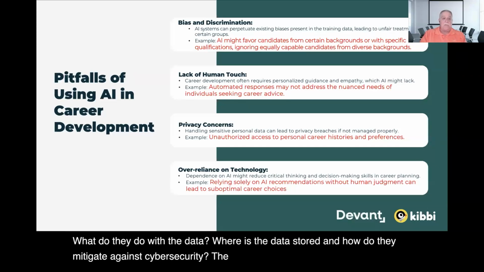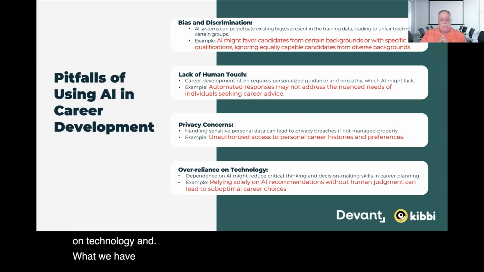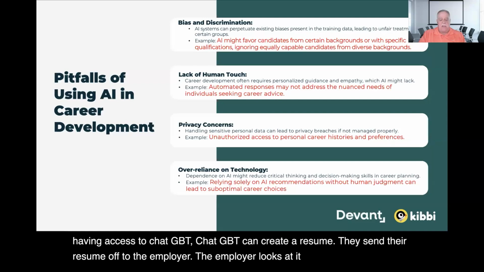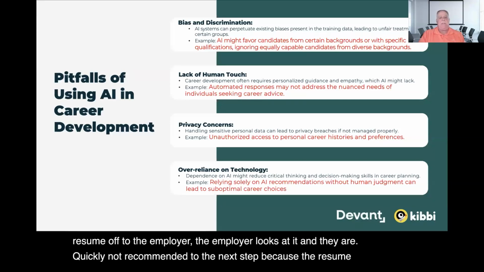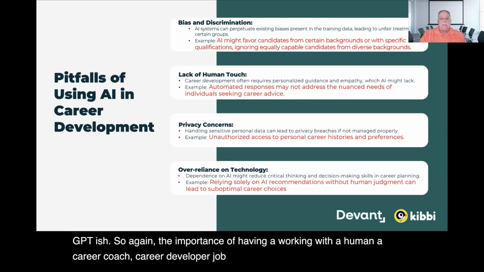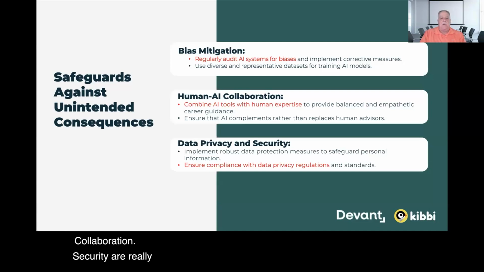The other big issue is the over-reliance on technology. What we have found is, again, going back to the example of people having access to ChatGPT, ChatGPT can create a resume. They send the resume off to the employer. The employer looks at it, and they are quickly not recommended to the next step because the resume looks too ChatGPT-ish. So again, the importance of working with a human, a career coach, career developer, or job coach, because then you can mitigate against this pitfall. So again, bias mitigation, human-AI collaboration, and data privacy and security are really key in your practice.